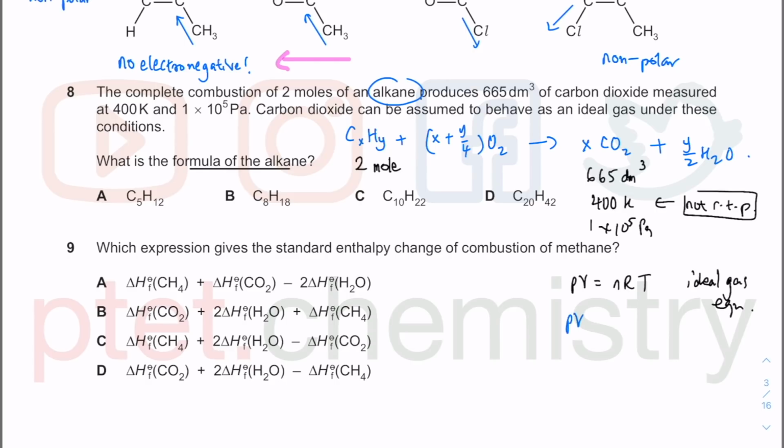Let's see, PV equal to mass over MRT. What can I do? If I have the mole of the alkane, the temperature, the pressure and the volume, there's not much use at all. PV equal to nRT is not going to be much use because we already know the mole of the alkane. What is the formula of the alkane? This is not very good at all. Let me think.